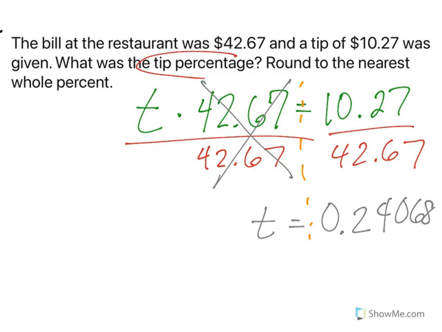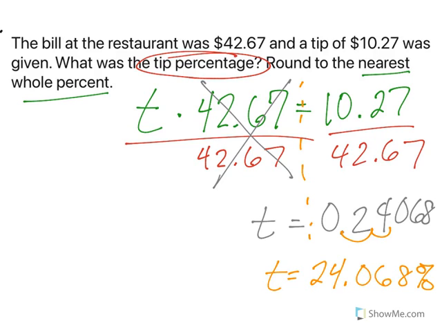That is a decimal. Remember that we are being asked for the tip percentage. So to change a decimal to a percent, we multiply by 100, or we move the decimal 2 places. So our tip percentage is 24.068%. And don't forget, our directions say round to the nearest whole percent. So I look at the 1 place past. 0 tells me to round down. So our tip percentage is 24%.